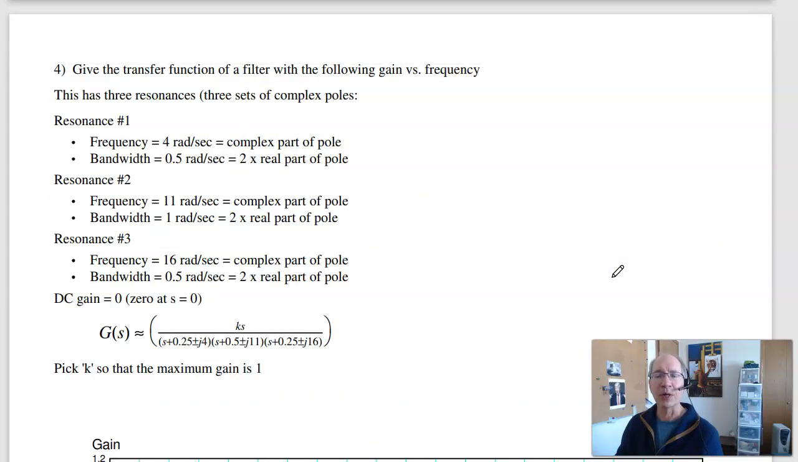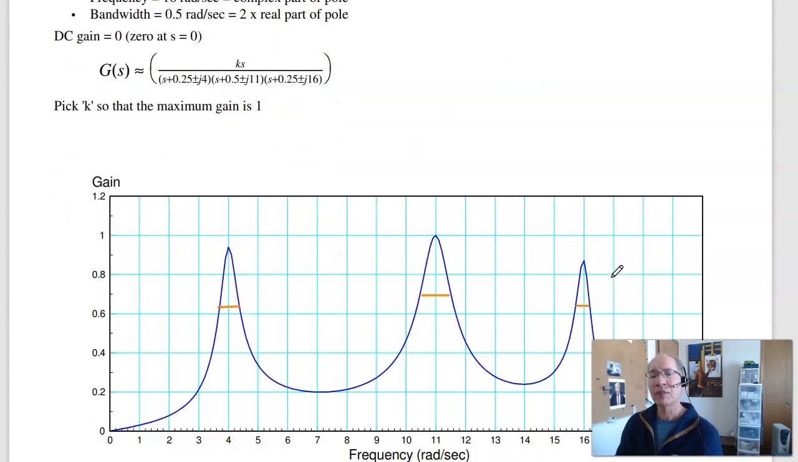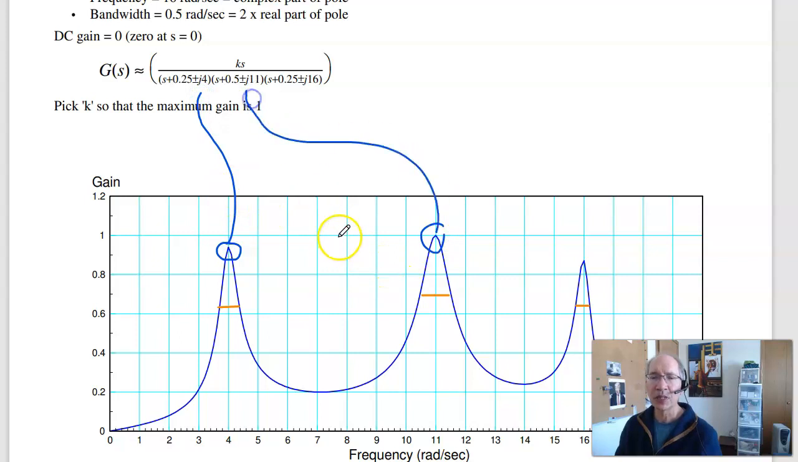Problem 4. Given the gain versus frequency, find the filter. Well, here, I know I've got a resonance right here, so I know I have 3 poles. One has a complex part at 4 radians per second, one has a complex pole at 11 radians per second, one has a complex pole at 16 radians per second.